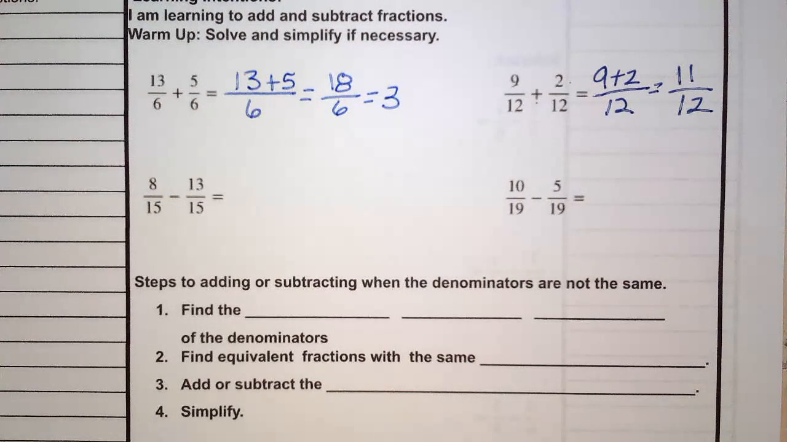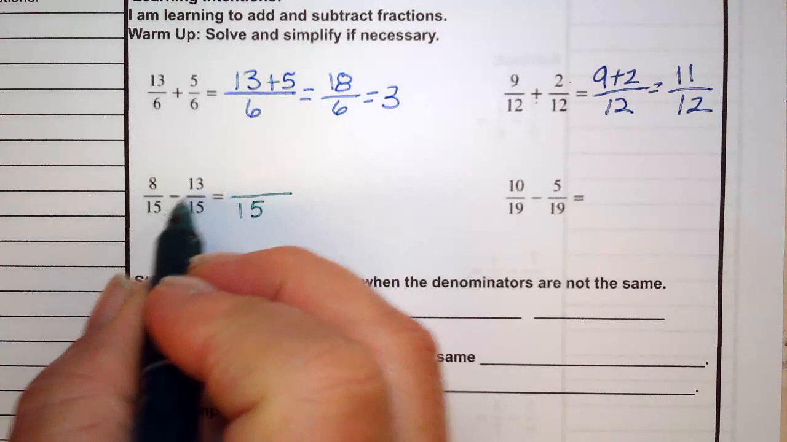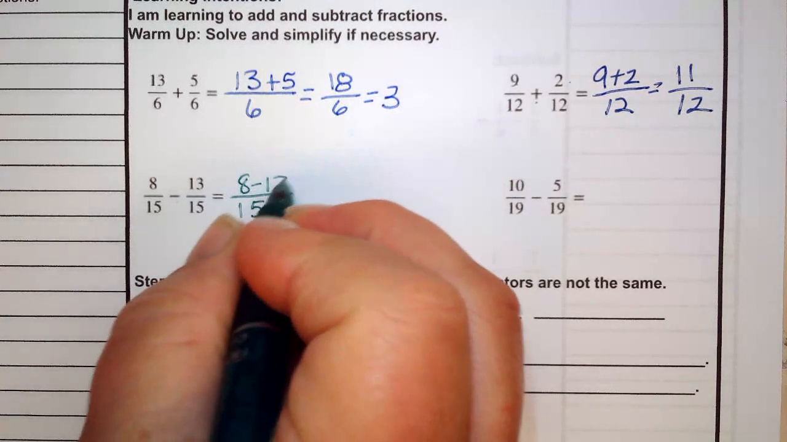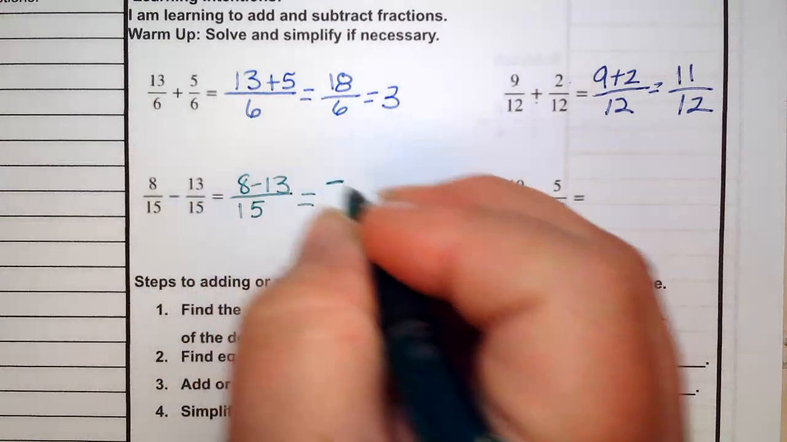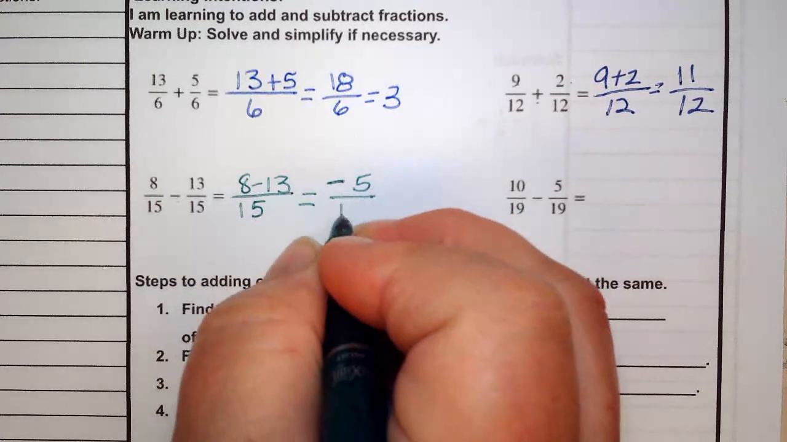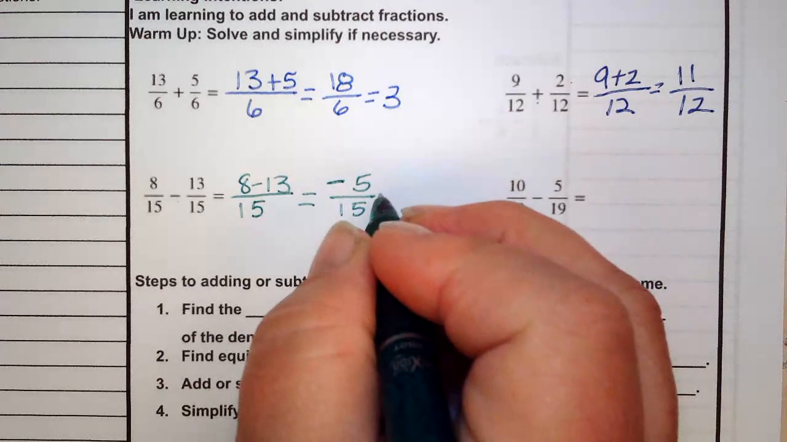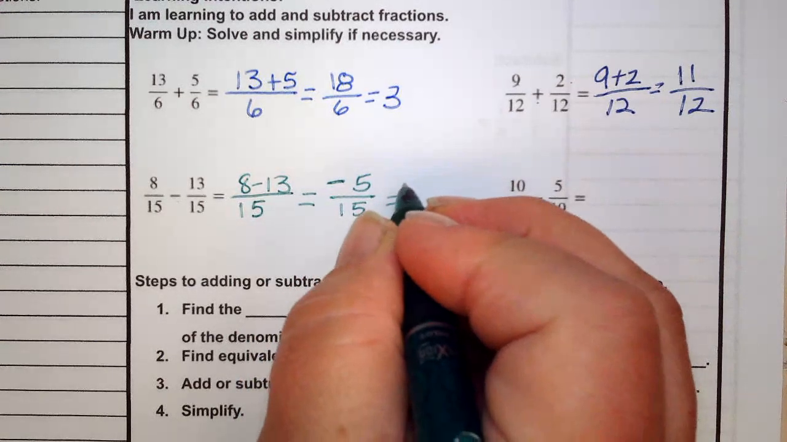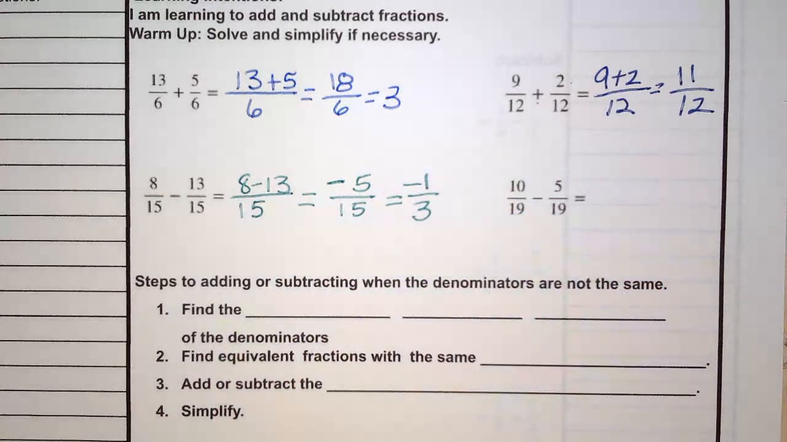So the bottom number will not change. 8 minus 13. Okay, because 13 is greater than 8, we know that this will be negative. 13 minus 8 is 5. Negative 5 over 15. I can simplify because 5 is a factor of 15. 5 divided by 5 is 1, and it'll be a negative 1. 15 divided by 5 is 3. So that is negative 1/3.